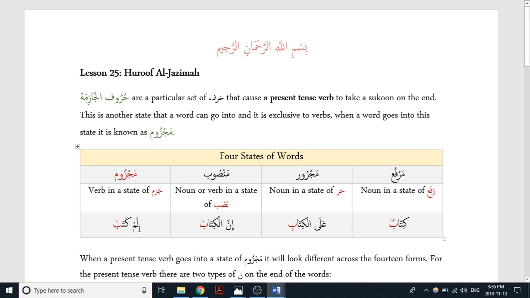And the example we have here is lam katab. So we have a huroof al-jazimah, which is a special type of harf that changes it into a state of majzoom, meaning that it will take a sukoon on the end, and that is a mistake there. Let me correct that. Yaktub. Before it was in the past tense version. It can only apply to present tense, so it'd be lam yaktub.